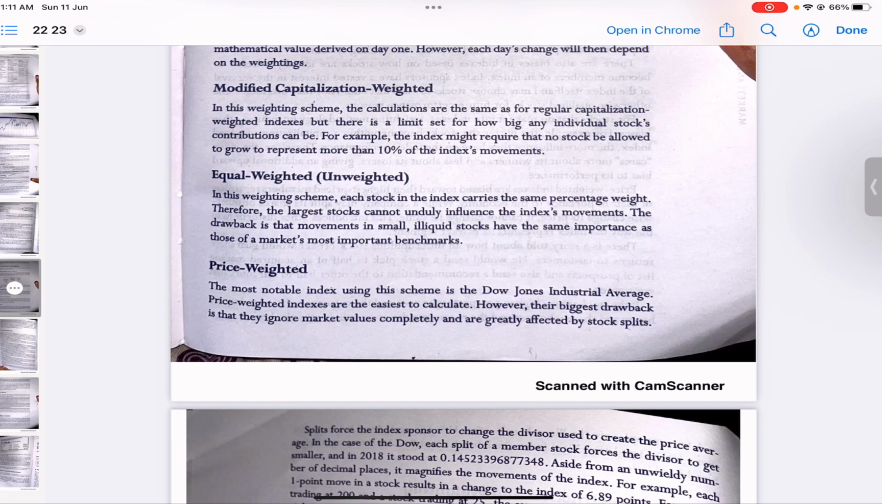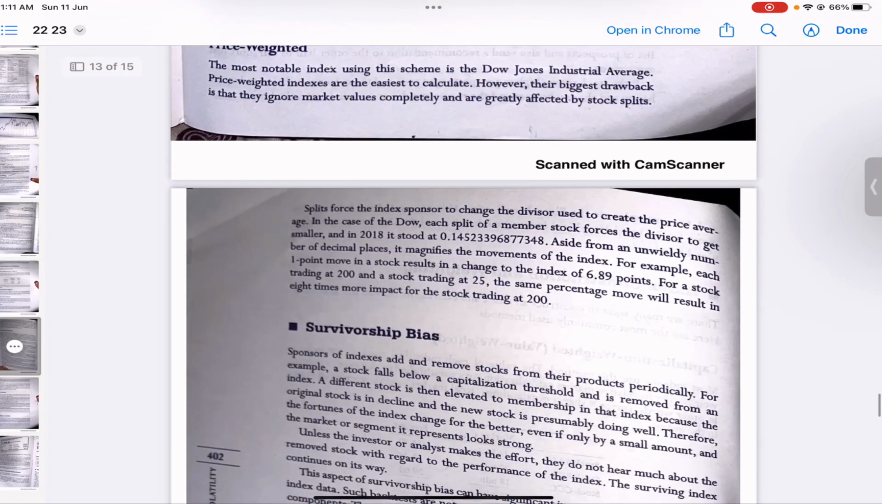The third method is equal weighted, or unweighted. Equal weighted is when all the stocks are given equal weightage in the calculation. And then we have price weighted. Price weighted is also used by the Dow Jones index, right? Price weighted indexes are the easiest to calculate, but at the same time they do have their own drawbacks. They ignore market values and are greatly affected by stock splits.